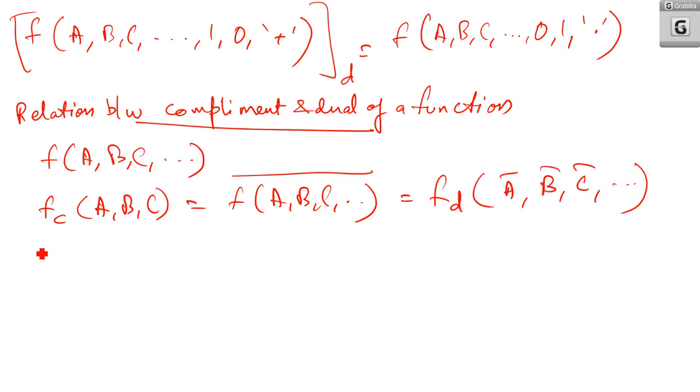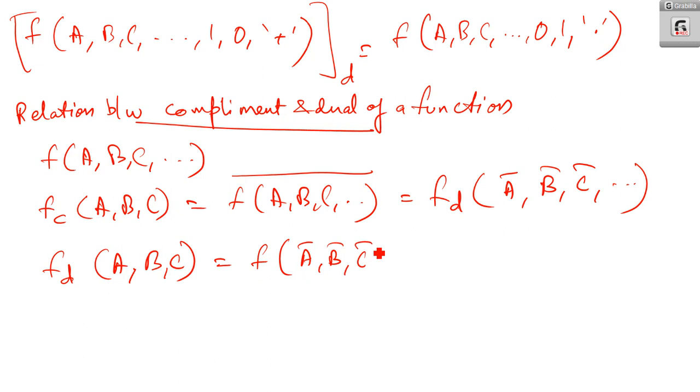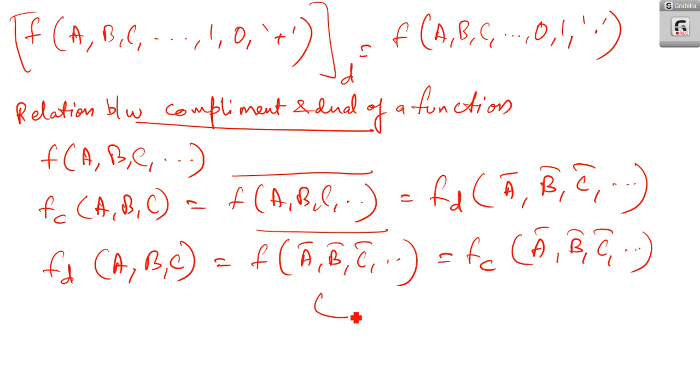Similarly, the dual of f of A, B, C can be written as the complement of the function of A complement, B complement, C complement, etc. This is basically on the basis of De Morgan's laws. So that is an introduction to duality.